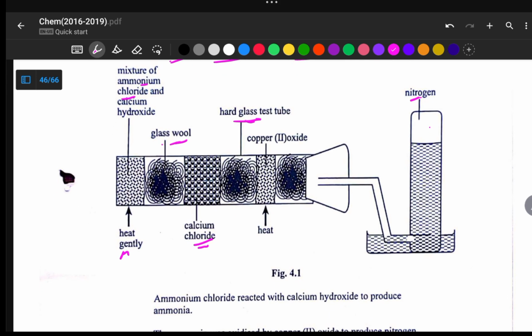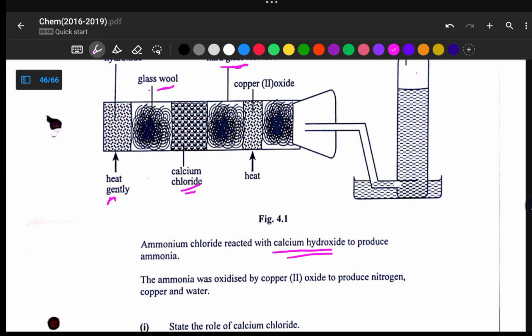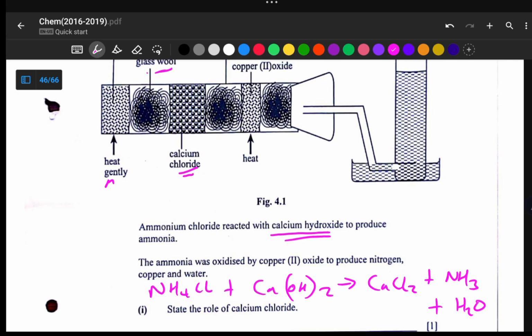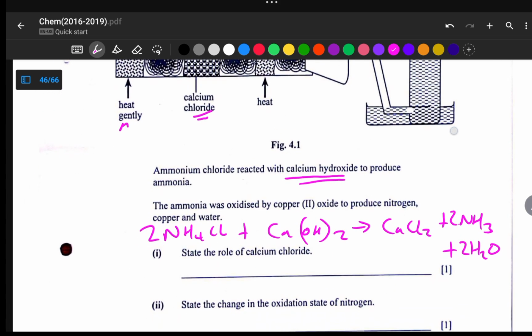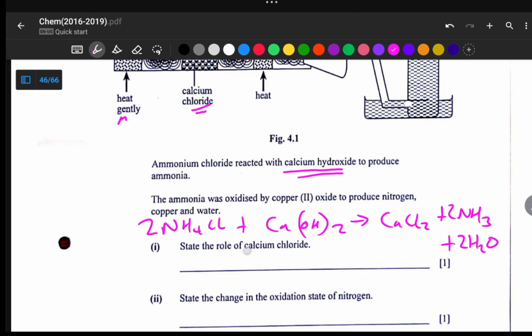So ammonium chloride reacts with calcium hydroxide to produce ammonia. So we are going to write the equation, right? So the equation is ammonium chloride plus calcium hydroxide, and then this is going to give calcium chloride plus ammonia plus water, right? So to balance this equation, we simply need to have a 2 here and a 2 there, and we can have a 2 here, and it is now balanced, right? And then state the role of calcium chloride.